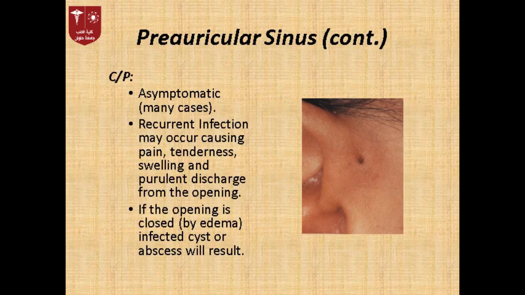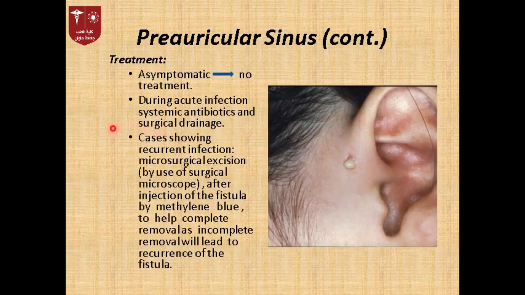causing an abscess. Treatment of preauricular sinus: if it's asymptomatic, then no treatment is needed. During infection, the patient will be prescribed antibiotics and surgical drainage is needed. As you can see here, this photo is showing the infected preauricular sinus with the purulent discharge. If the infection is recurrent, then excision will be required, a microsurgical excision.